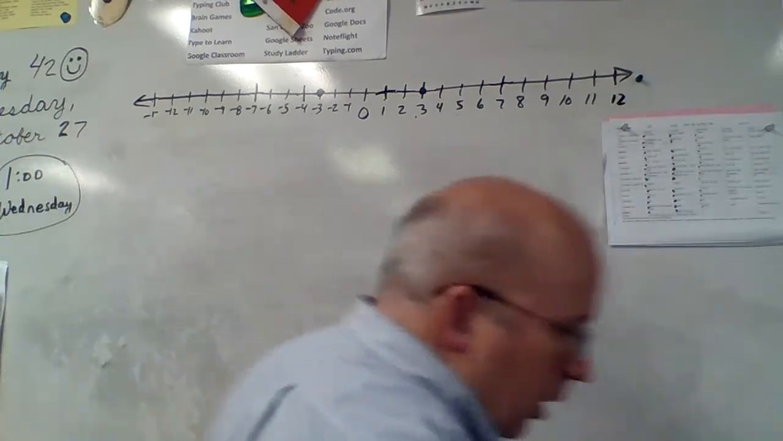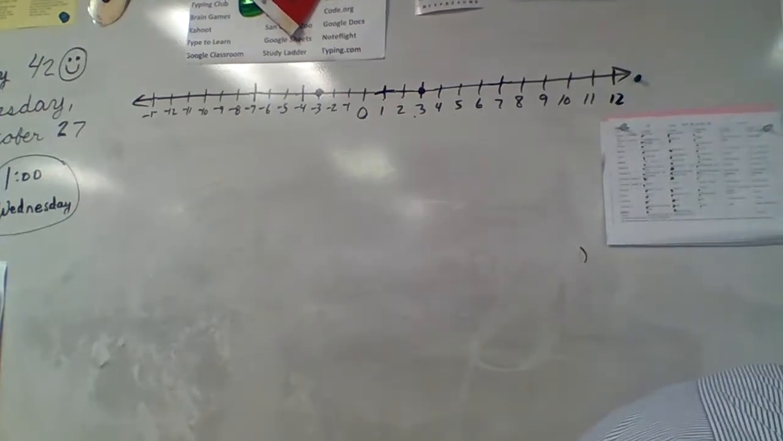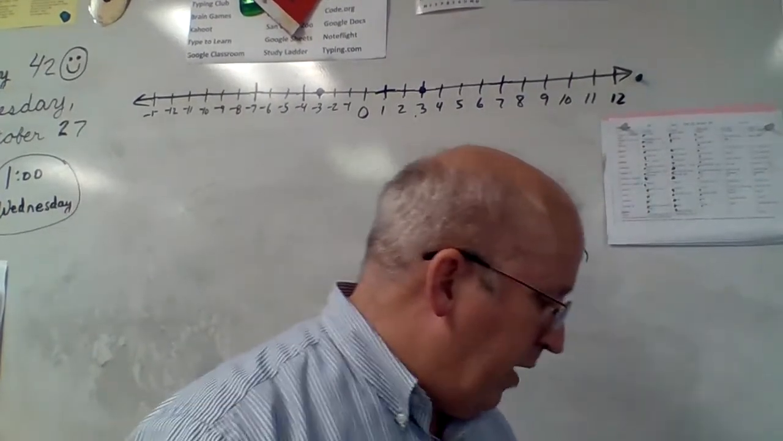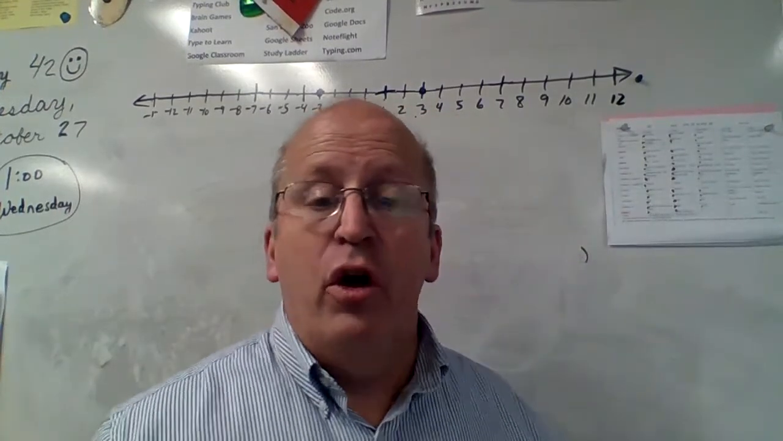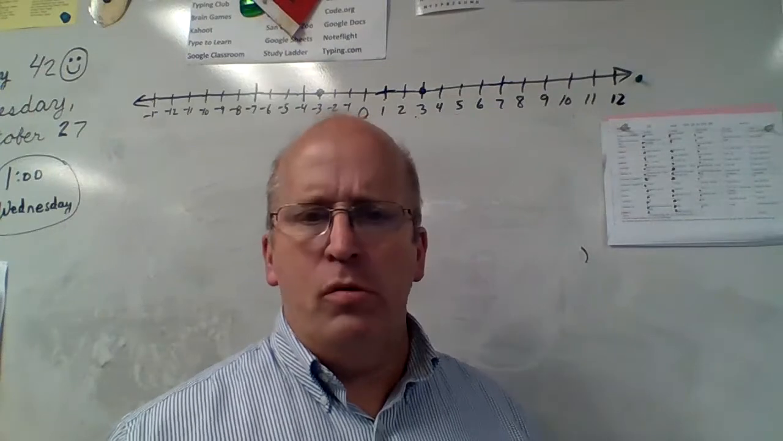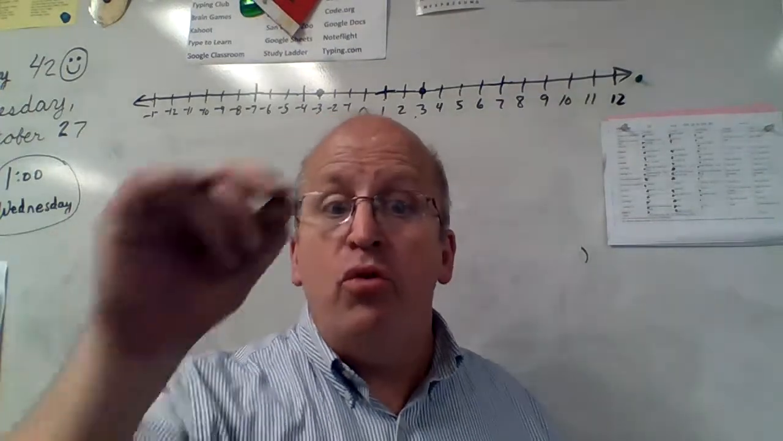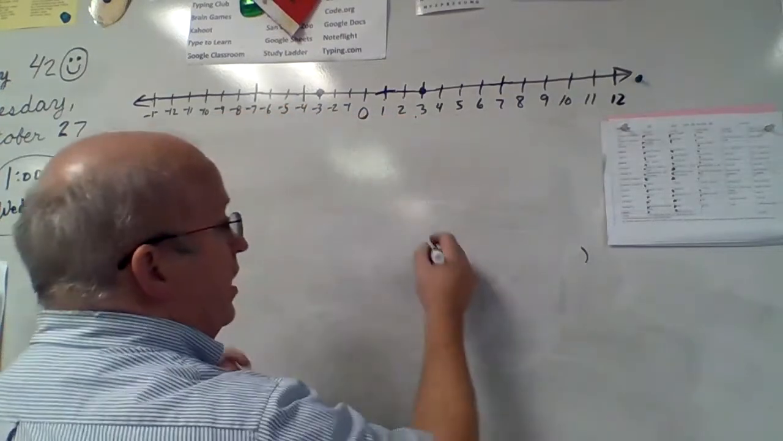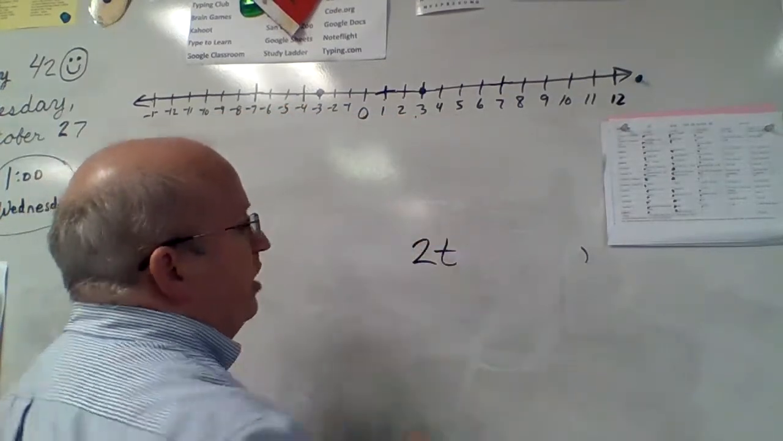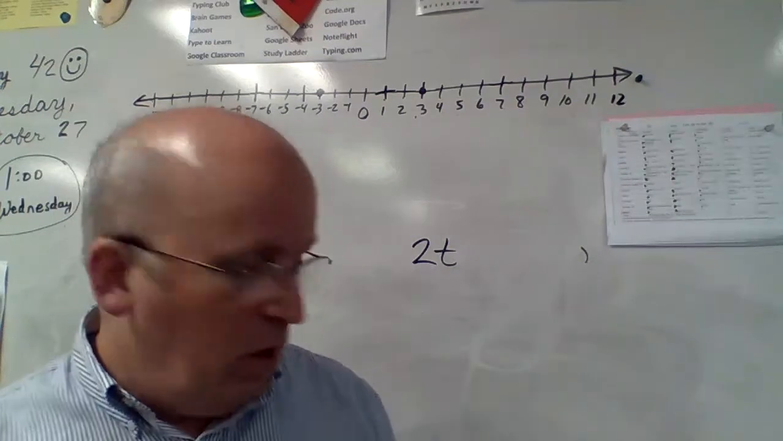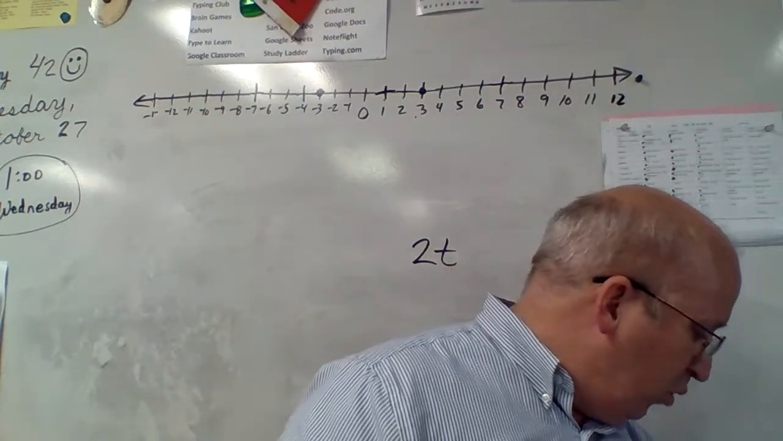Okay. Next thing, look at the bottom of 150. How would you write twice as many tomatoes as last year? What does twice mean to you? It means 2 times something. So if it were me, I'd write that as 2 times t. Why did I choose t? T for tomatoes, right?